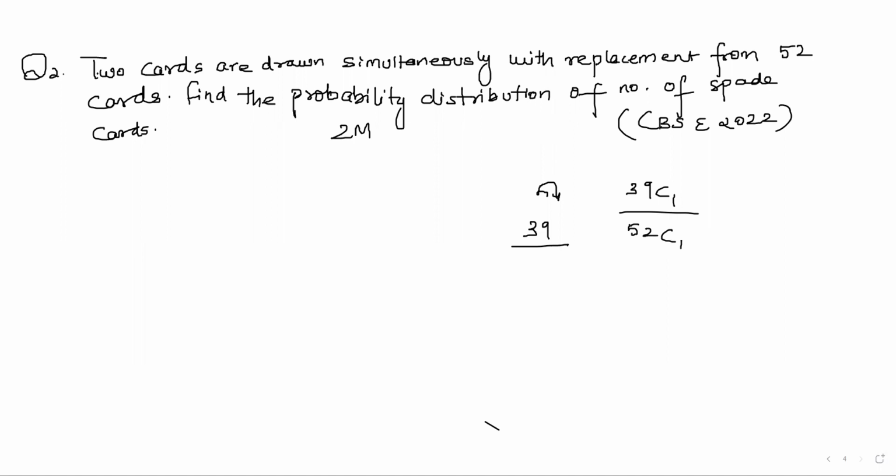One card. Then you replace that card again in the 52. Again, you are drawing a card. What will be the probability? 39C1 by 52C1. So always check here. If they are saying with replacement or if they are saying without replacement, then you have to put the condition of conditional probability. Clear, Nabil? Yes, sir. Okay, great. Please complete.